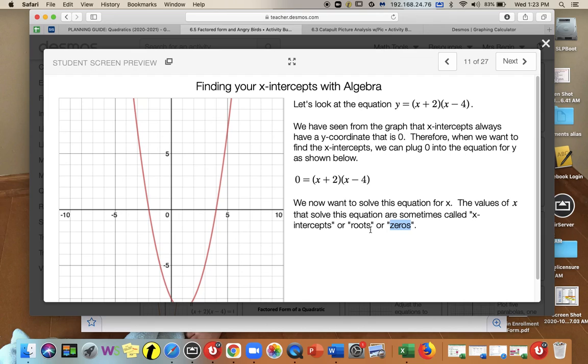Why are they also called the roots? But these x-intercepts are also called zeros because that's where the y value equals 0. And we use the zero product property to say, hey, what makes x plus 2 equal 0? It's negative 2. And what makes x minus 4 equal 0 is positive 4. So these opposite numbers will make the whole thing 0. And that's what we want to find, the x-intercepts.